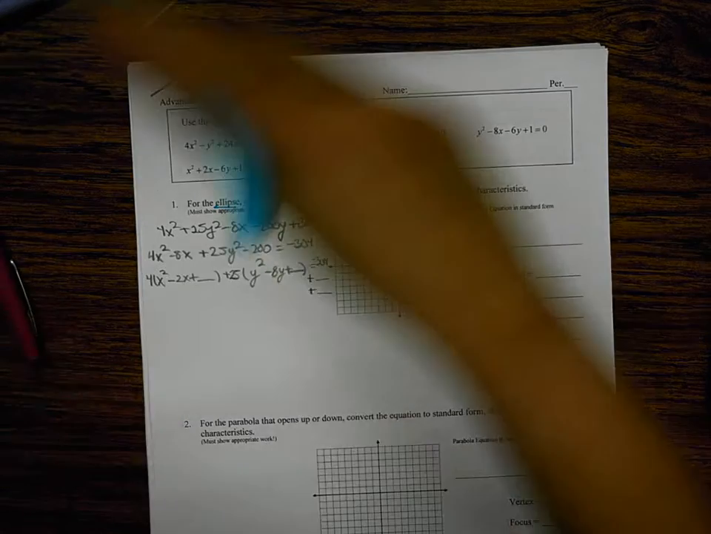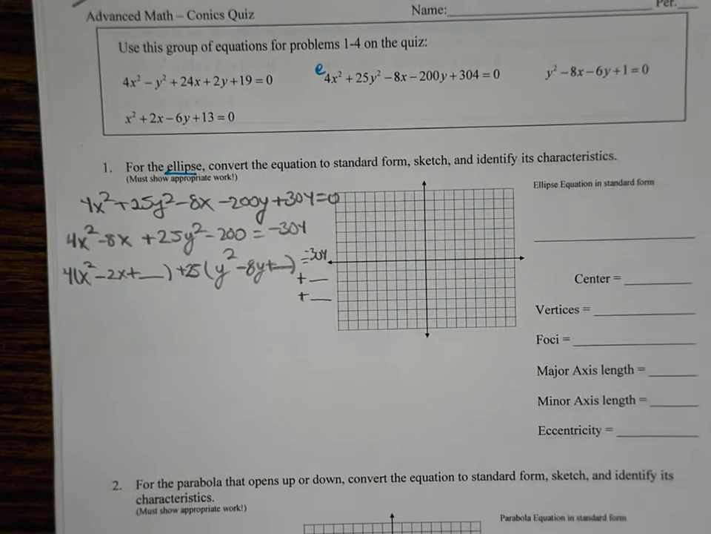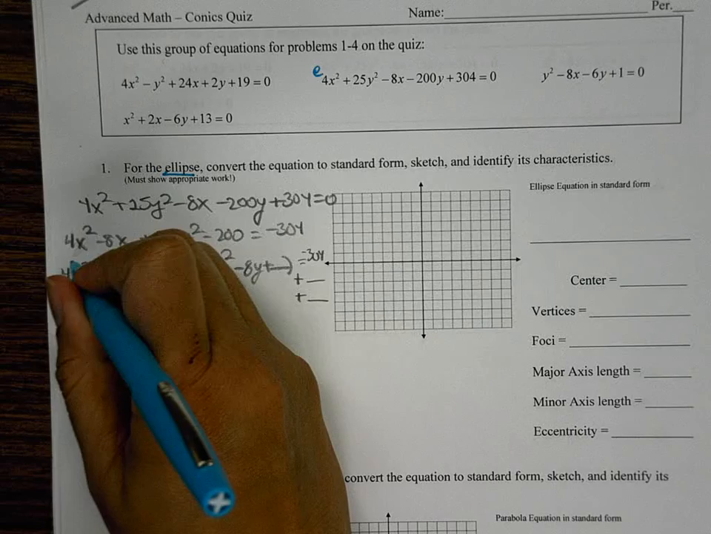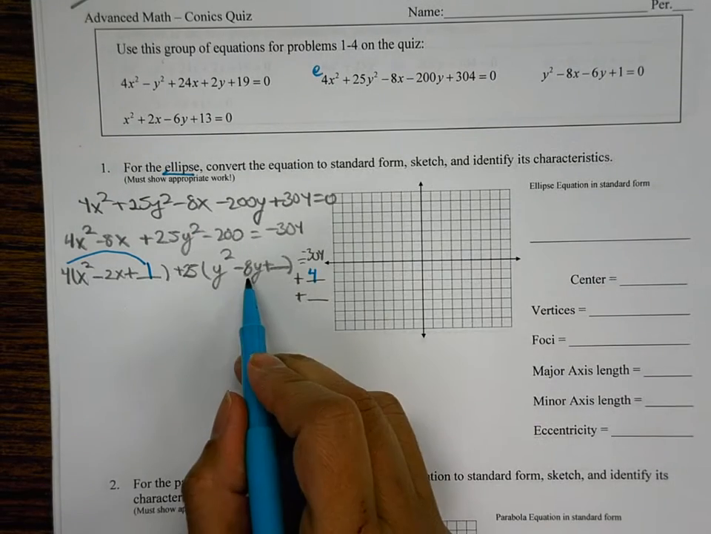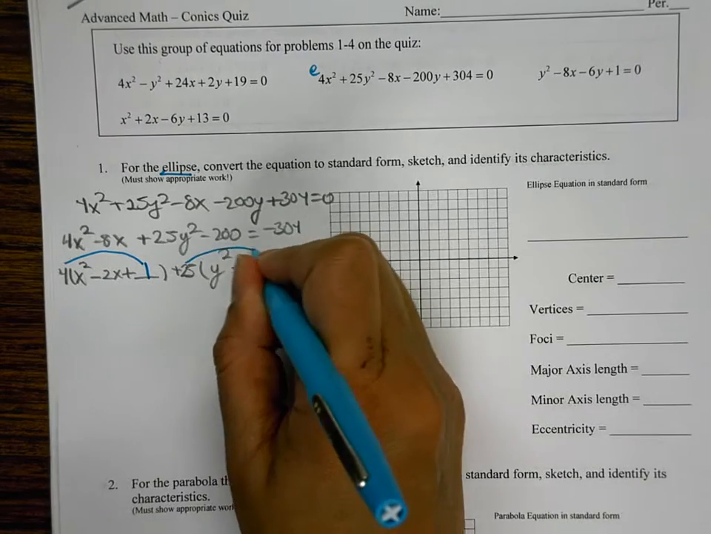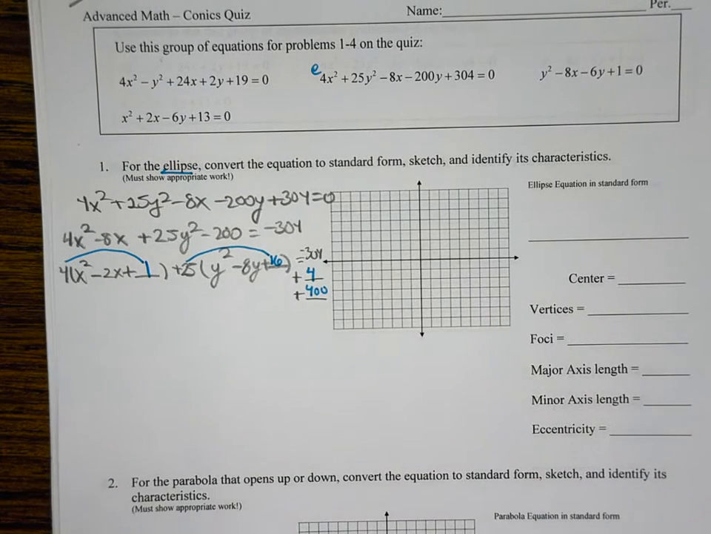Okay. Cut your numbers in half and square. Negative 2 cut in half is negative 1. Negative 1 squared is 1. Times the 4 is positive 4. Negative 8 cut in half is negative 4. Squared is 16. Times positive 25 is positive 400.